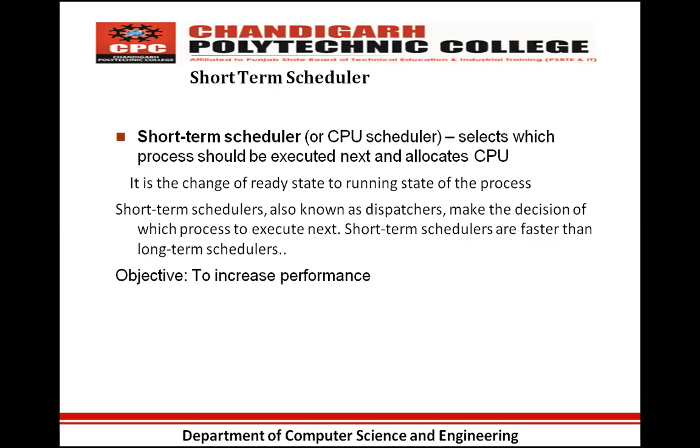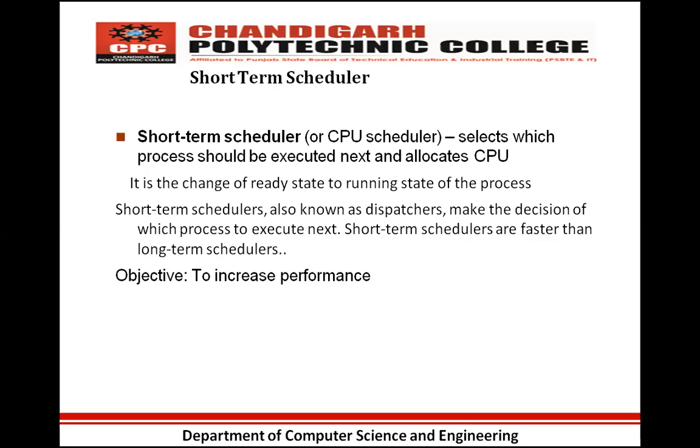Short-term scheduler is also termed a CPU scheduler. Its main function is to change the state from ready to running. The state when the process is in the ready queue is known as the ready state, and when the process is allocated the CPU, that is called the running state. The short-term scheduler is also known as the dispatcher. It makes the decision of which process to execute next.